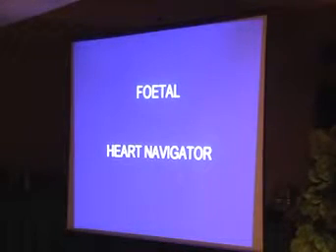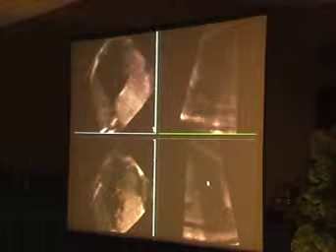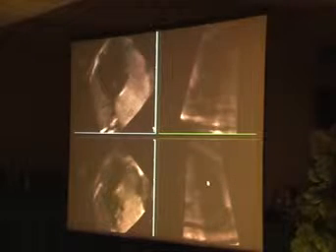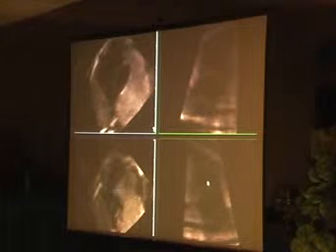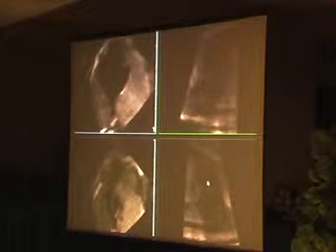Then there is the fiddle art navigator about which I just told you. This is the image which I constructed with our fiddle art navigator. The 4-chamber, the LVOT, the 3-vessel view, and the arch view. They are all there with a 2-second flip.